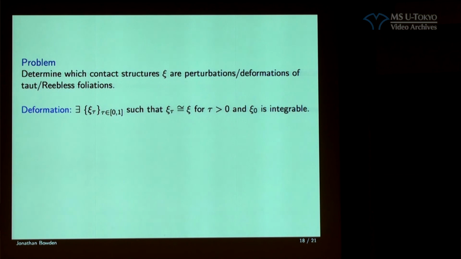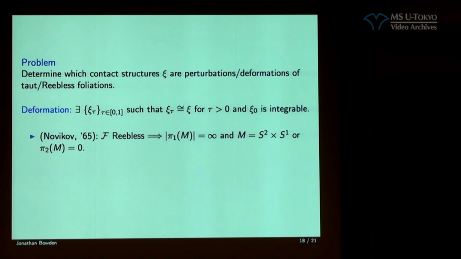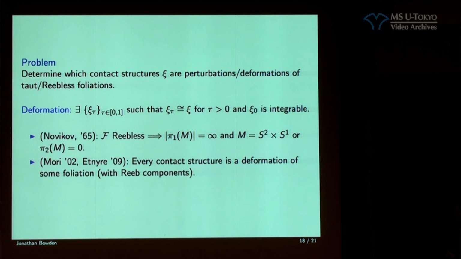But also, of course, you have Novikov, who tells you that the topology of a manifold having a Reebless foliation is restricted. The fundamental group is infinite. It's either S^2 x S^1 or it's aspherical. Topologically, even the universal cover is R^3. And what if I delete taut or Reebless? Well, the result of John Etnyre, using a much older argument of Atsuhiro Mori, says that any contact structure is actually a deformation of some foliation coming from an open book type foliation.